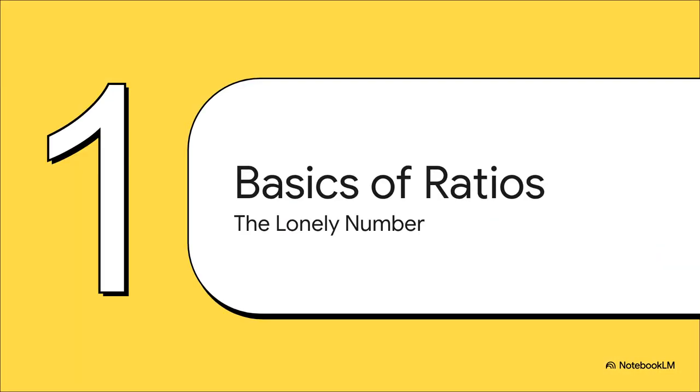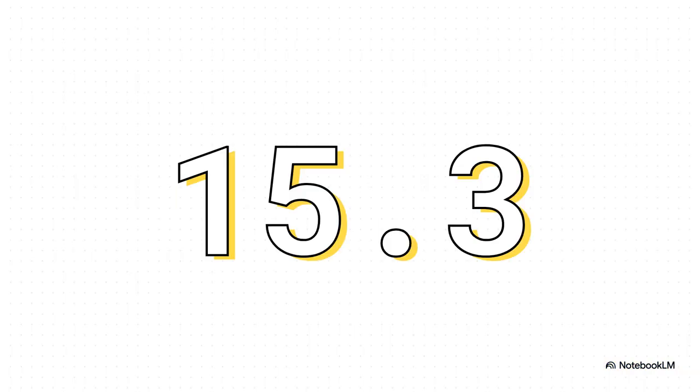Starting off with Section 1, the basics of ratio analysis, or as I like to call it, the illusion of the lonely number. Okay, picture this. You've just spent a bunch of time crunching the numbers from a company's balance sheet and income statement. You've calculated their accounts receivable turnover, which, just as a quick reminder, measures the efficiency of their accounts receivable collection. And boom, the result sitting there on your calculator is 15.3 times. You double-check your math, it's totally correct. The company turned over its accounts receivable balance 15.3 times during the current year.